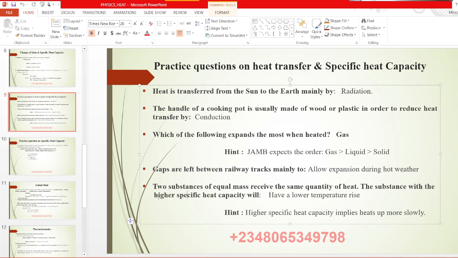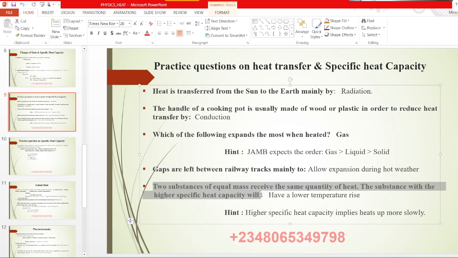Two substances of equal mass receive the same quantity of heat. The substance with the higher specific capacity will... very technical. What is specific heat capacity? Specific heat capacity is the heat energy required to increase the temperature of a mass of 1 kg by 1 degree Celsius. And it is defined as heat equals mass times specific heat capacity multiplied by change in temperature.